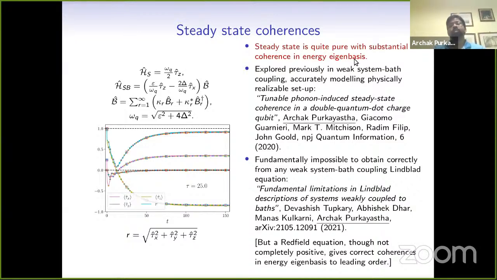Sometimes a spin coupled to a bosonic bath is expected to decohere with no coherences, but that's actually not the typical case. If you are coupled to a bath, you will typically have coherences in the energy eigenbasis of the system in the steady state. These coherences are not destroyed, they are created because of coupling to the bath. This was explored in previous works by us in a more physical model, but with weak system-bath coupling. Even in weak system-bath coupling, describing these coherences with any weak coupling Lindblad equation is impossible. That is fundamentally going to give you wrong answers, and that can be shown here. However, for experts, a Redfield equation violates some properties of the density matrix, but it will actually give the correct coherences in this model.